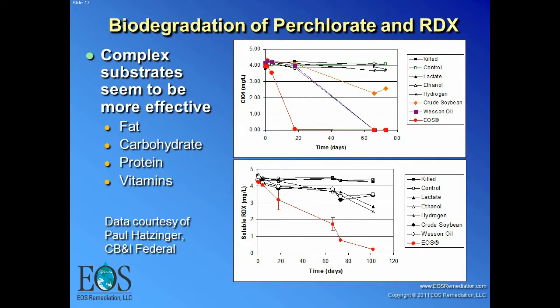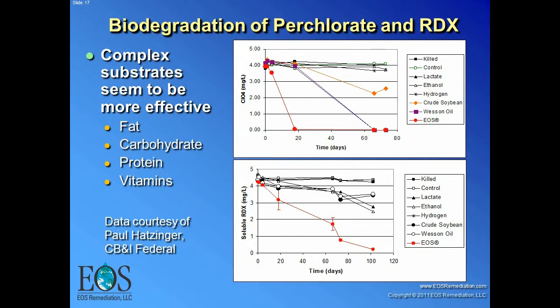Why? Well, here's some microcosms from Paul Hatzinger. The company was Shaw at the time, but it's now CB&I Federal. They did incubations looking at degradation of perchlorate, that's ClO4, and RDX, an explosive, over time. And you can see with the different substrates, in the top graph, a number of the substrates really didn't do much of anything.